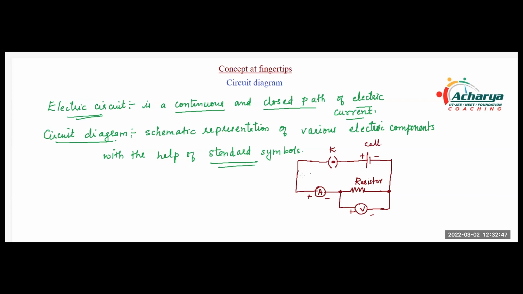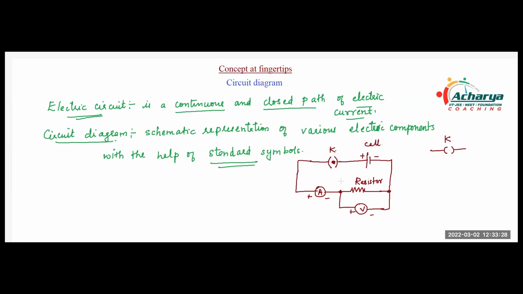So this is the representation of a cell. This is the positive and negative terminal of a cell. And we have a key. Key is a form of switch. It's also known as plug key. And if you have this dot inside the key, we call it a closed key or a closed switch. And if you just draw it like that, this is an open key or an open circuit. So this is one example of a circuit.